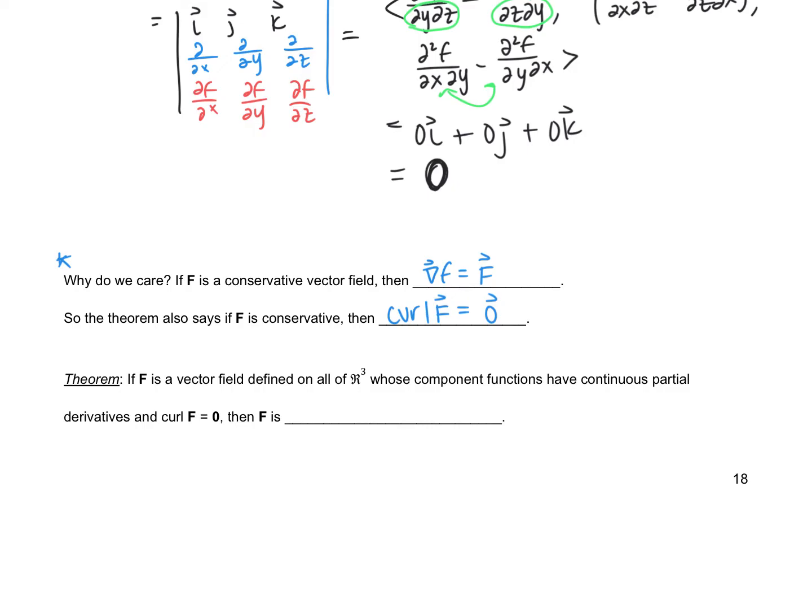So here's our next theorem. If f is a vector field defined on all of R3, so this just means f is defined on all of 3 space, whose component functions have continuous partial derivatives, and the curl of f is equal to the 0 vector, then f is a conservative vector field. So if we can show that the curl of a vector field is the 0 vector, then we know that vector field is a conservative vector field. So let's look at the next example, which is going to show this theorem in action.